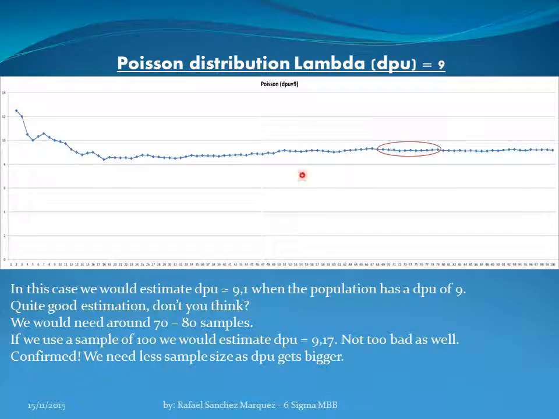Another example with defects per unit equals 9. In this case, our estimation would give us 9.1, and the practical rule also works quite well. So the conclusion is that with the Poisson distribution, the practical rule of taking more than 100 units, or slightly more than 100 units, works quite well.